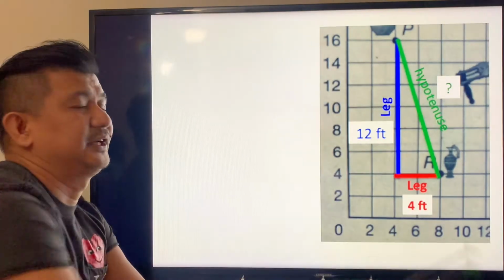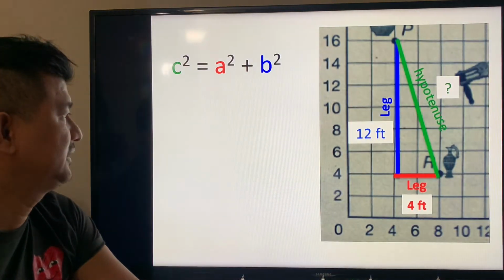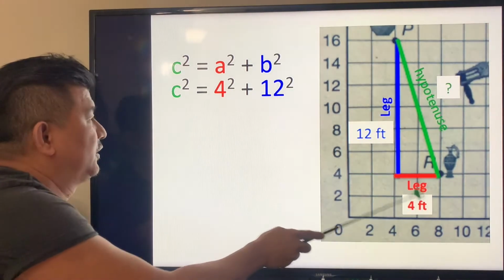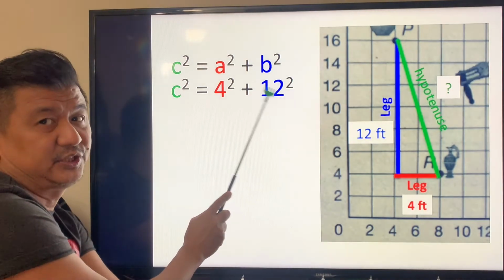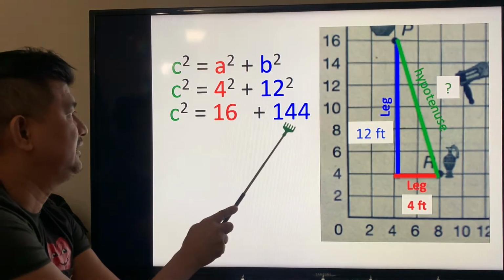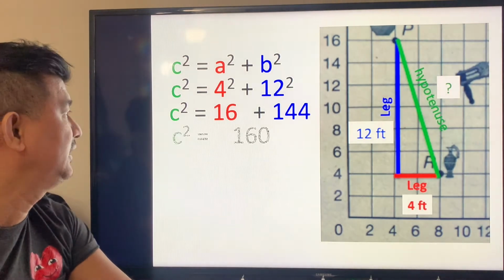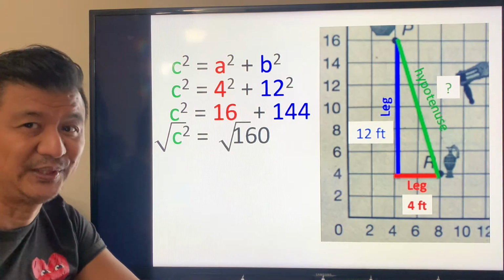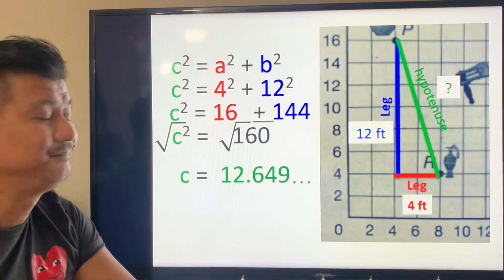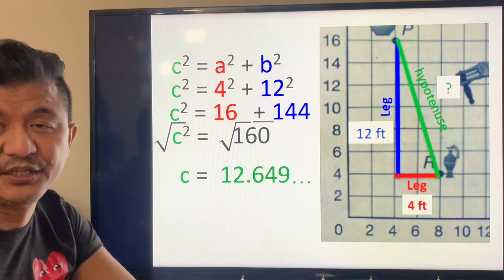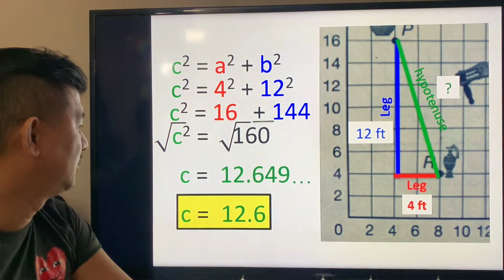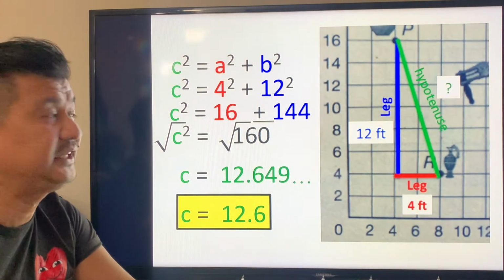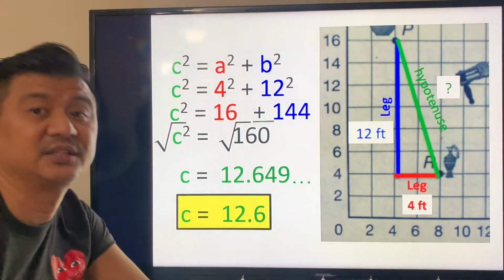So we're solving for the hypotenuse. To solve for the hypotenuse, again, we plug in the values of the legs. 12 is over there, 4 is over there. These two could interchange. So 4 times 4 is 16, 12 times 12 is 144. Add them up, you'll get 160. Square root on the left and square root on the right, you're going to get 12.649, a non-terminating decimal. So you could just round it to the nearest tenth. I could say 12.6 feet. This is 12.6 feet.